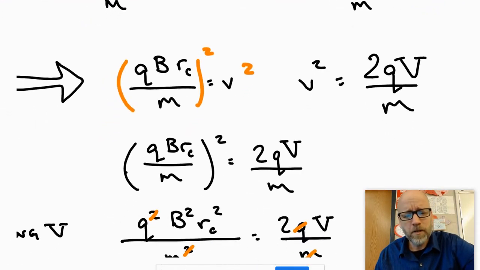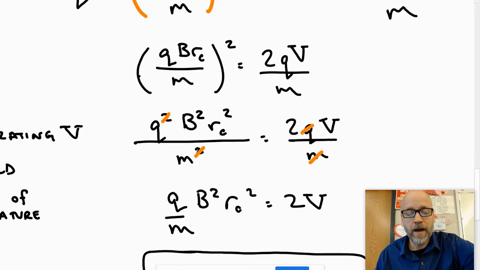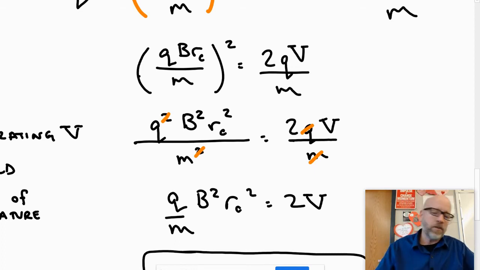You'll see it. So now, once I square the left-hand side of that equation, I get q squared, B squared, Rc squared, all divided by mass squared equals 2qV over m. And you see it in my work. One of the q's and one of the masses cancel out. Now, I rewrote that over m times B squared times Rc squared equals 2V. Yes, I brought the m over. Algebra says that's legal. Relax.